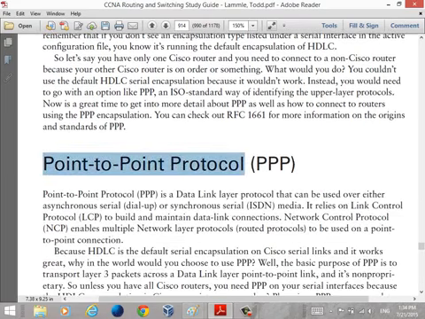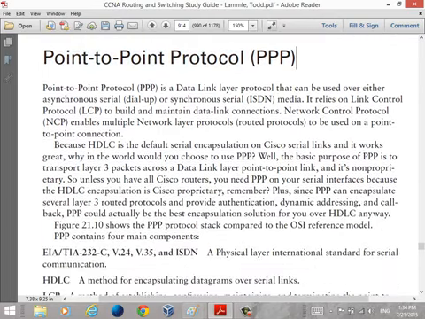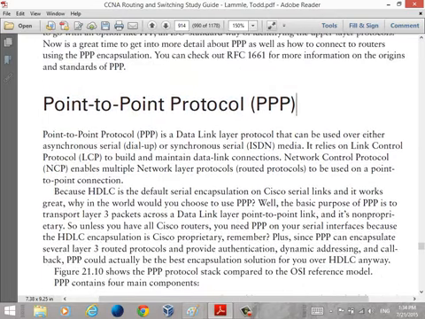In this case we will use, okay, who will read about PPP? Read, Shubham, quickly. Point-to-point protocol is a data link layer protocol that can be used over either asynchronous serial dial-up or synchronous serial (ISDN) media. He is trying to say that you can use it for ISDN connections and dial-up media also. Now what is ISDN, what is dial-up, leave it, it's not your part to understand. But you must know that it can work on synchronous media and it can work on asynchronous media also.